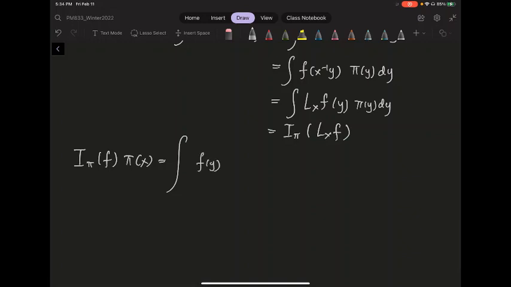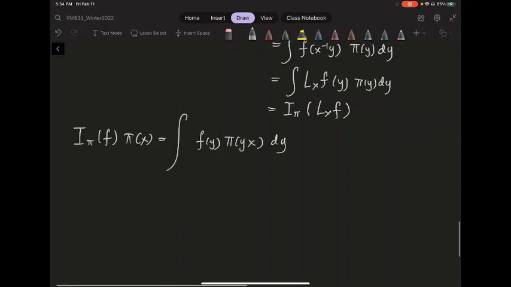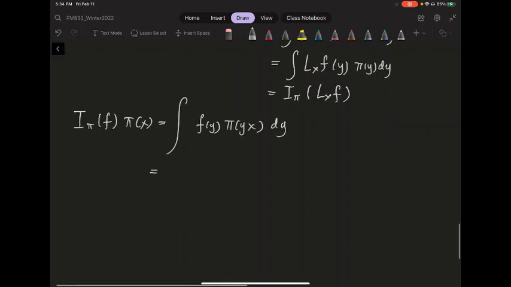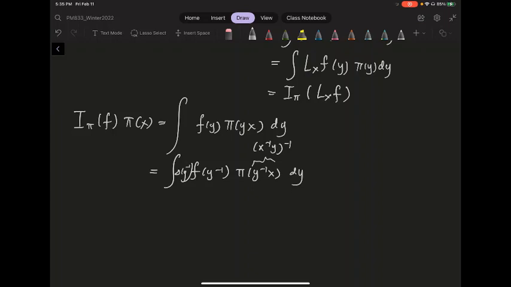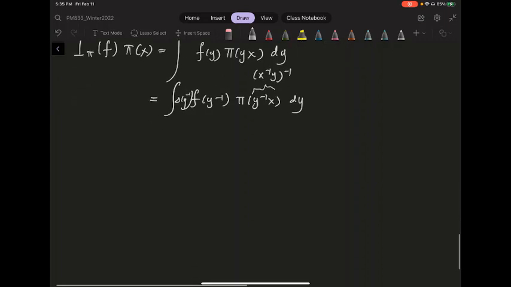You have f of y, and then you have pi of y, but now x is on the other side, dy. When it's on the other side, you do the standard trick by first using the modular function: you integrate f of y inverse, pi of y inverse x, but you need to compensate by a delta of y inverse, dy. Then y inverse x you can write as the whole thing x inverse y, inverse, and now you use the left translation.